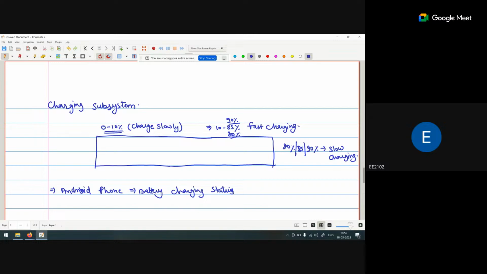So when I am going with that battery charging status, at 0 to 10%, my voltage and current, mainly the voltage will be increasing higher. Voltage will be increasing higher and current will be increasing slowly. So that's why in the initial range the charging is slow.